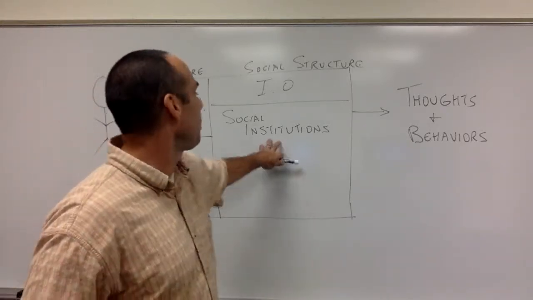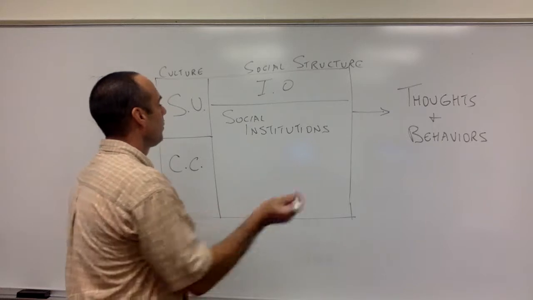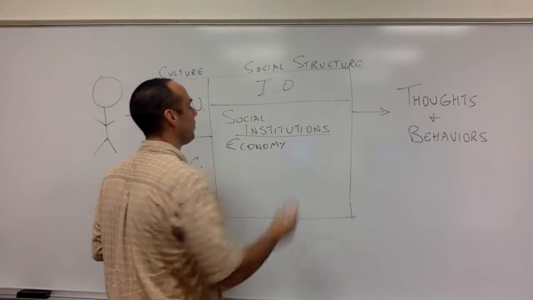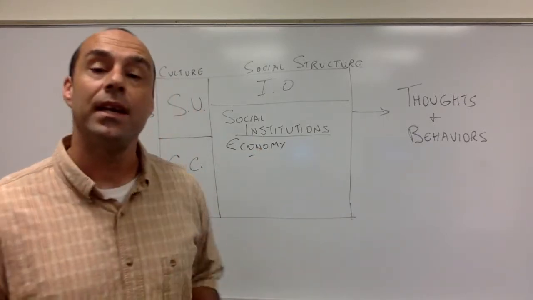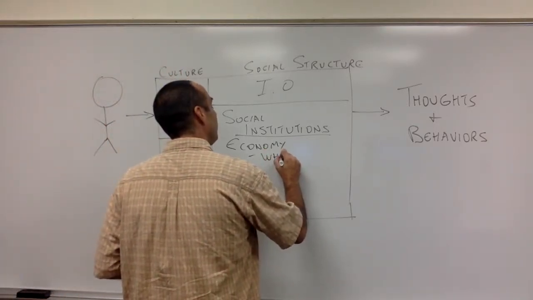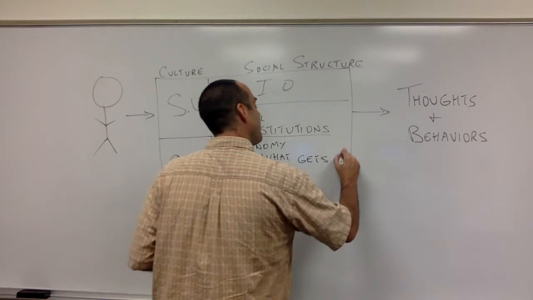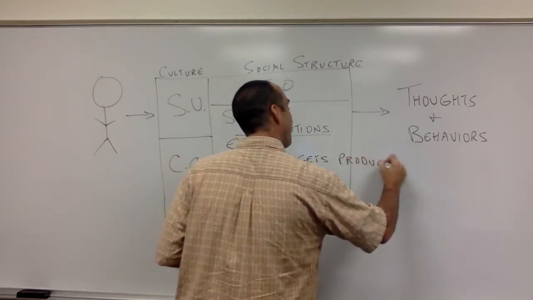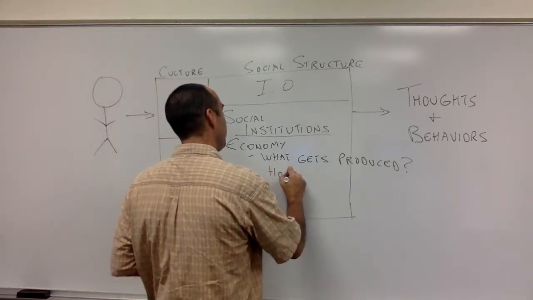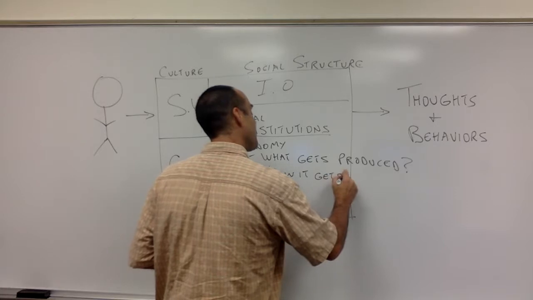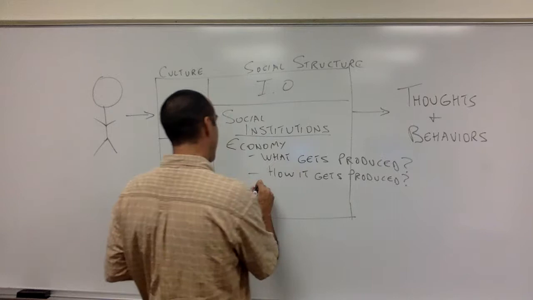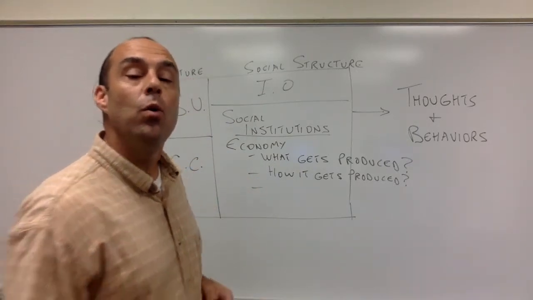And these three questions, I'm going to put them here. In fact, I'm going to write economy here as one of our social institutions. And here are the three questions that we would ask. First of all, what gets produced? Second of all, how it gets produced. And third of all, who gets what?